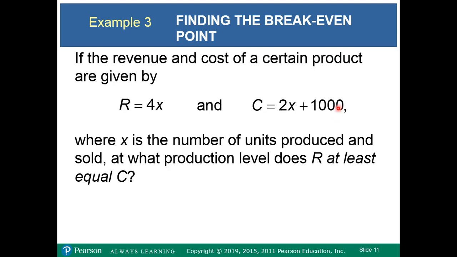Now, here's what we're going to do. It says X is the number of units produced and sold. It says at what production level does R at least equal C? At least equal C. So what value of X is R greater than or equal to C? Okay, so what is the minimum?